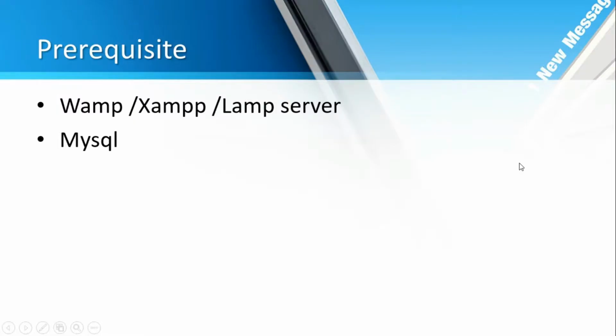Prerequisite: what are the things you need to have on your machine before starting this video, or before proceeding with WordPress? You need to have either a WAMP server, XAMPP server, or LAMP server on your machine. If you install XAMPP server, by default you will have the Apache server and MySQL also within that XAMPP server itself.